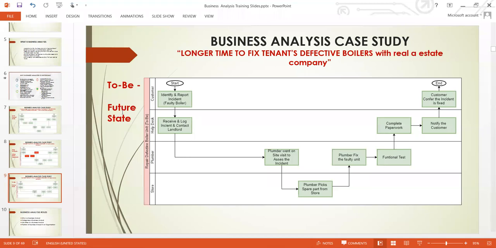We want to reduce it to 50%. So now identify the incident, log the incident. Now the help desk can represent the landlord. There's no need, when a landlord is bringing their property for the organization to manage, they'll give you the consent, they'll give you the authority to manage the property. So it's not all the time that you need to be calling them.